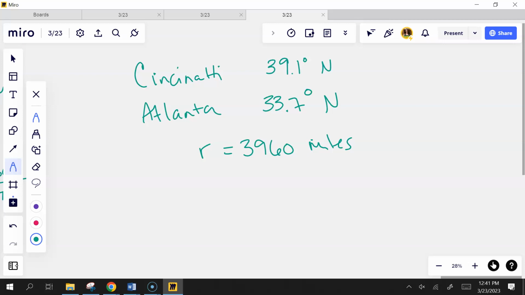Y'all ready for the question? Now what do we do with this? We take the radius. How far apart are the two cities? Subtract what? Wait, what are we trying to find? What's the question? Cincinnati's latitude is 39.1. Atlanta's latitude is 33.7. The radius of the Earth is 3,960 miles. How far apart are the two cities?